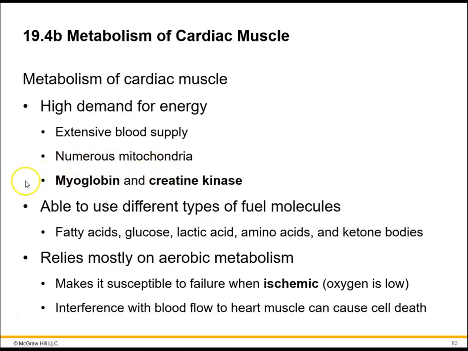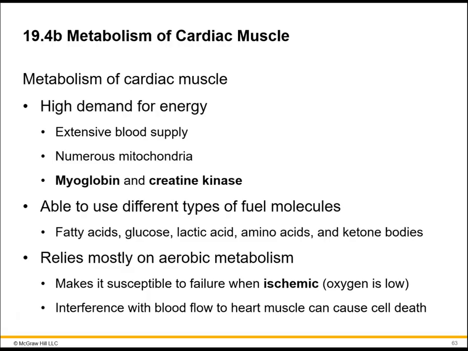Cardiac muscle also has some storage molecules. There's myoglobin, which is a storage molecule for oxygen. Then there's creatine kinase, which is an enzyme that helps store ATP. Cardiac muscle can use several different types of fuel molecules, things like fatty acids as well as glucose. It can even use lactic acid, amino acids, and ketone bodies.